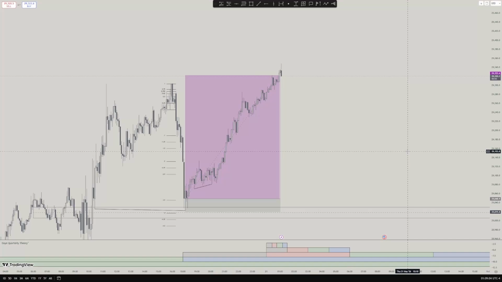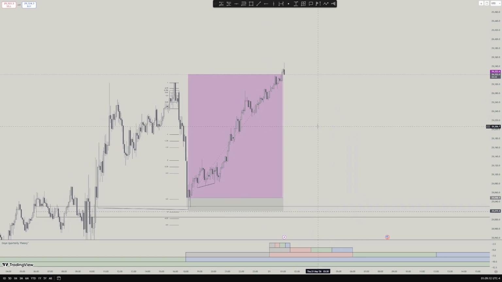Hello guys, so this is going to be a trade recap. I am going to be trying to do trade recaps pretty much every single trade I take.